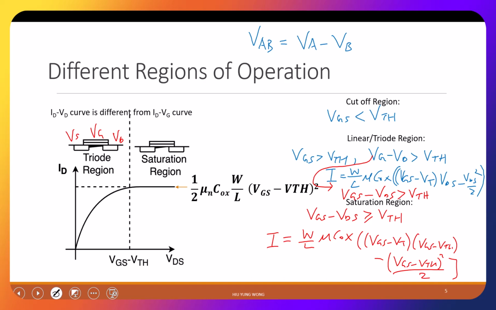Right? So this one, you just simplify it, you get W over L times mu C_ox divided by 2 times (VGS minus VTH) squared, which is independent of VDS. Now if I want to draw the current as a function of VDS, when VDS is smaller than VGS minus VTH, I have the so-called linear or triode region. The current increases when I increase VDS. But after that, I have a constant current.